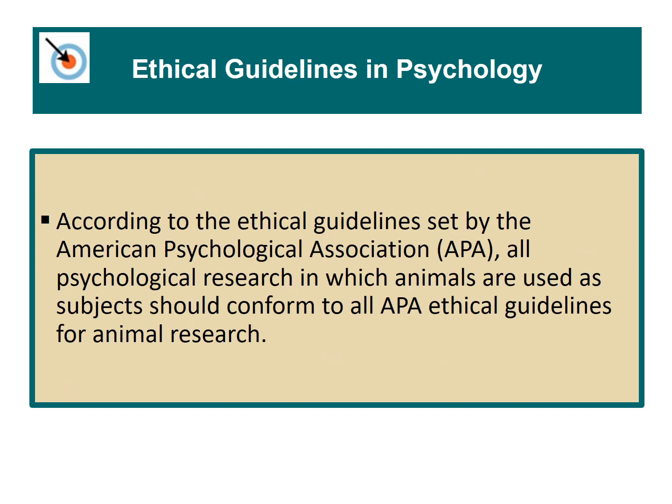So according to the ethical guidelines set by the American Psychological Association, which I will abbreviate from here on out as APA, and when we talk about it in class, we'll refer to it as APA, all psychological research in which animals are used as subjects should conform to all APA ethical guidelines for animal research. And we're going to do several activities in class where you're going to be using the APA guidelines to determine whether studies or research are ethical or not.